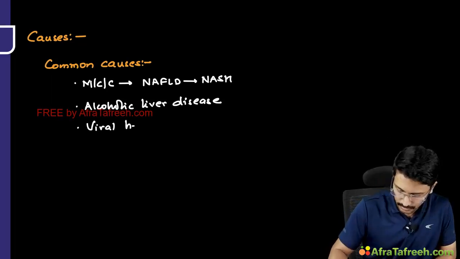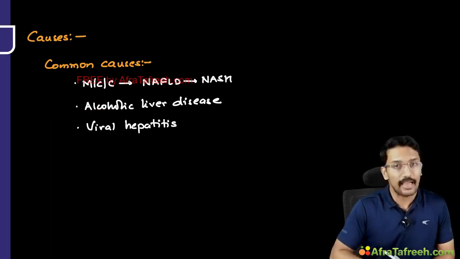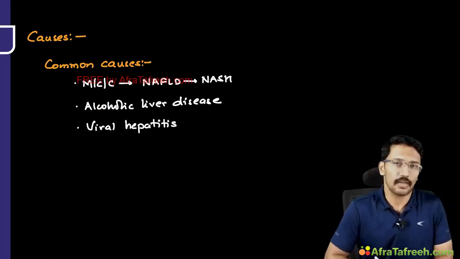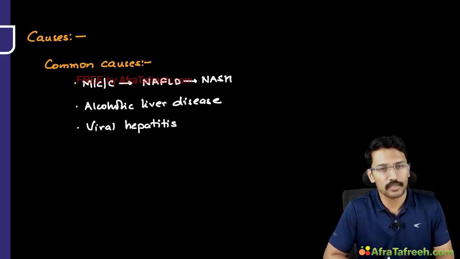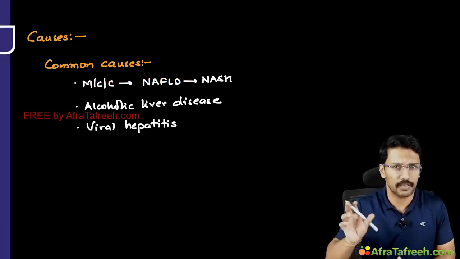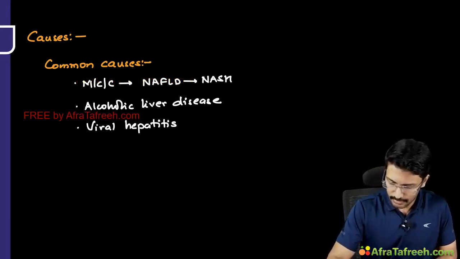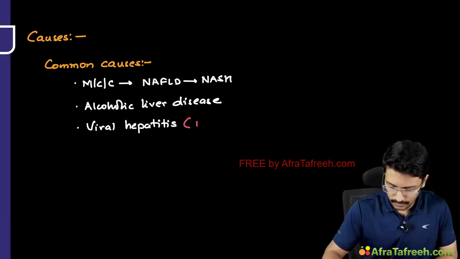And when I say viral hepatitis, I'm mostly talking about hepatotropic viruses. Yes, there are also non-hepatotropic viruses which can cause chronic liver inflammation, which we have discussed in a separate tiny video module. And when I say hepatotropic viruses, what are the viruses that can cause chronic infection? B, C, and D.